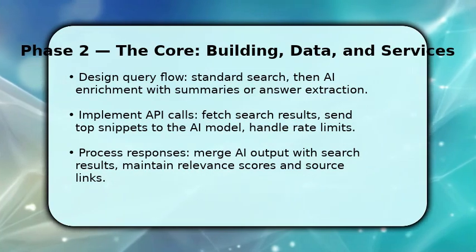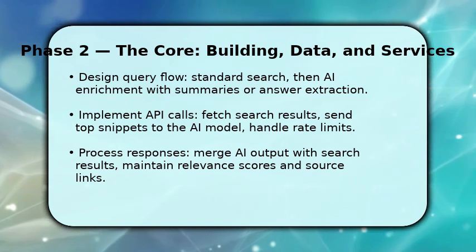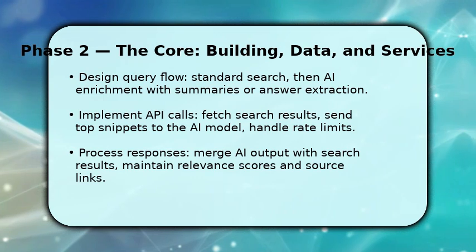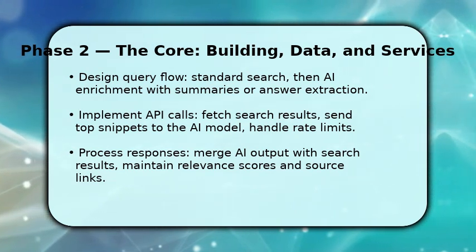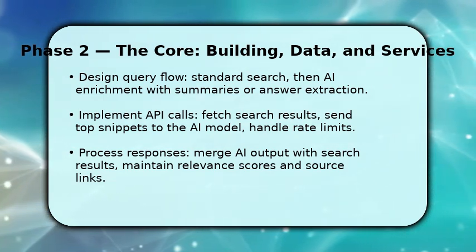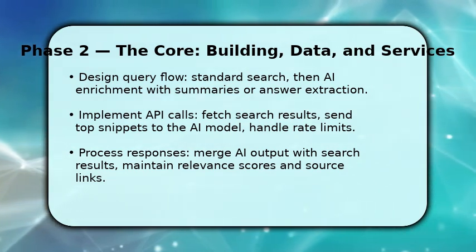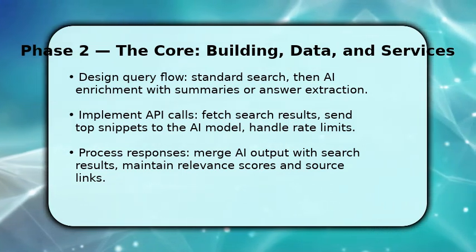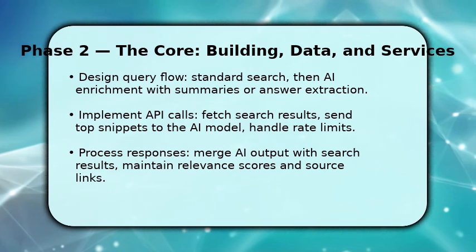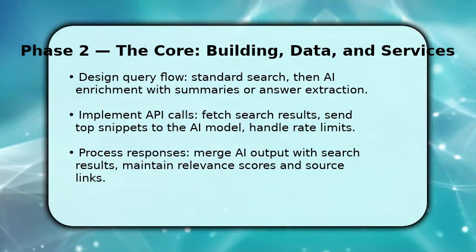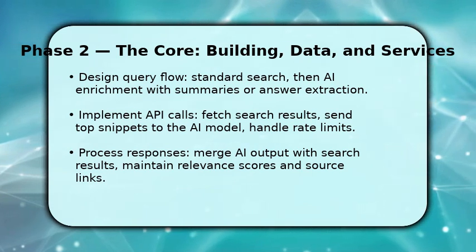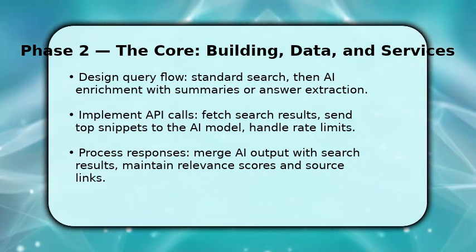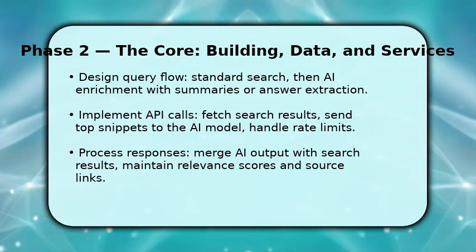Now you implement the middle integration. Send the user's query to Google Search or Custom Search JSON API to retrieve top results. Once you have snippets, call your AI model to summarize, extract answers, or generate query refinements. Keep prompts focused on those snippets to reduce hallucination. Make sure to respect rate limits and implement batching. Send only the top N results. Then normalize relevance scores so AI-generated summaries align with ranked results.